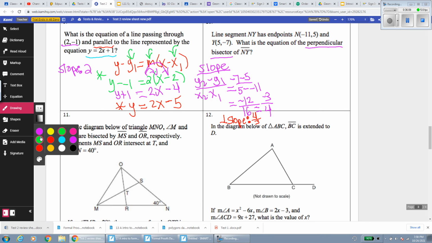The next thing I need is the midpoint, because remember, anytime you have a bisector, it passes through the midpoint. So that's going to be the point that we're using. By now, we've written it down other times in this video. We should know that midpoint formula is average of the x's comma average of the y's. So I'm going to plug in really quickly. That's -11 plus 5 over 2, and that's 5 plus -7 over 2.